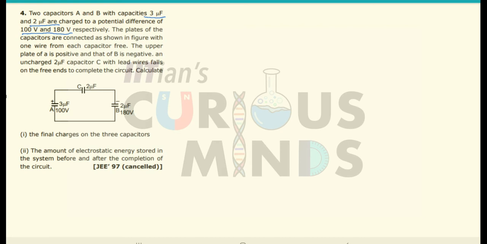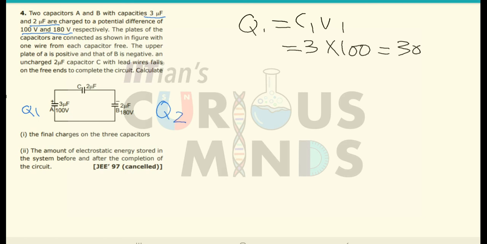Now let us say the initial charge on the 3 microfarad capacitance be equal to Q1, and on the 2 microfarad let it be equal to Q2. So over here Q1 will be equal to C into V, that is C1 into V1. Now C1 is given as 3 and the voltage is given as 100, which is equal to 300 microcoulomb.